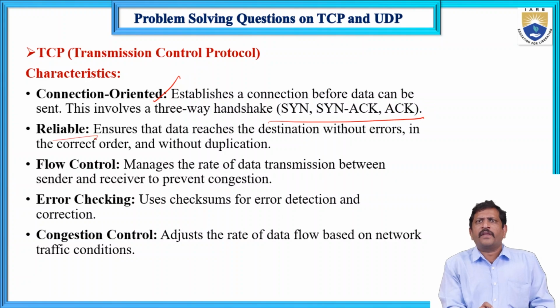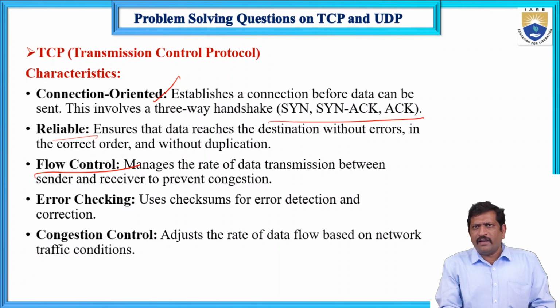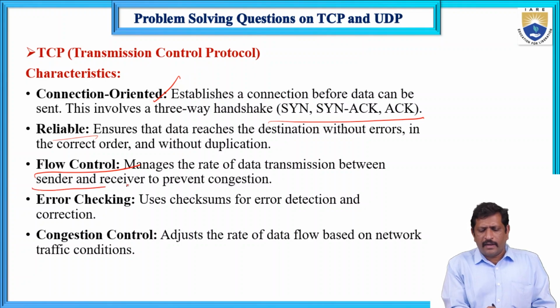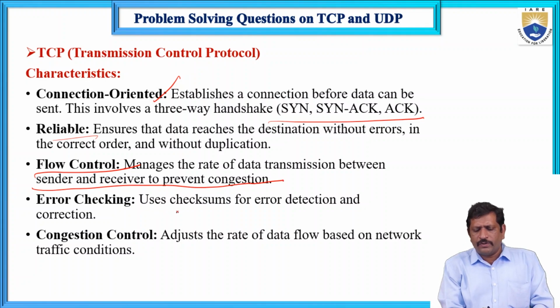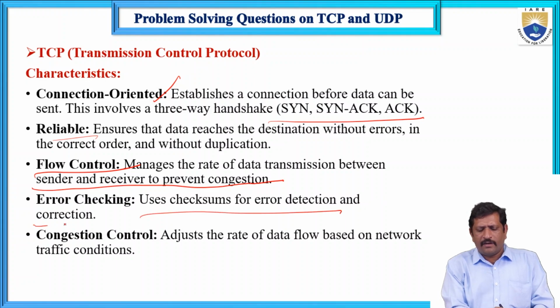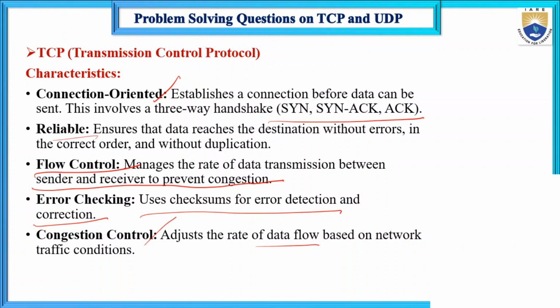So it is very reliable. The TCP protocol ensures the data reaches the destination without errors, in the correct order and without duplications. Flow control means it manages the rate of data transmission between the sender and the receiver to prevent congestion. Error checking means it uses the checksum for error detection and error correction. Congestion control is a main characteristic, which adjusts the flow rate between the networks depending upon the traffic conditions.